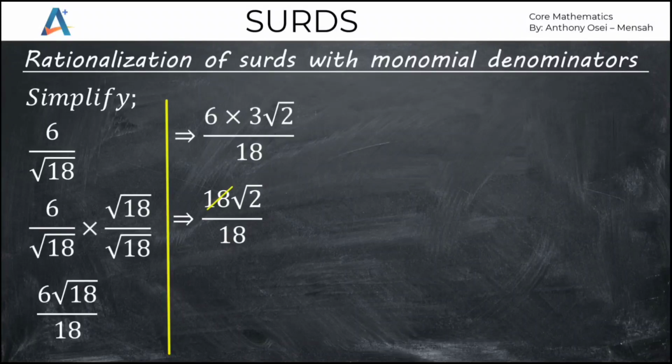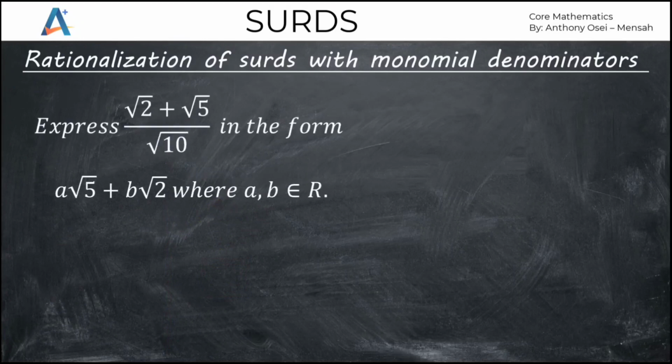Remember, 18 goes into this one time and 18 goes into this one time. They can cancel themselves since 18 is multiplying the root sign in the numerator. So the final answer will become root 2. So it means 6 divided by root 18 gives the final answer as root 2. So that is the answer.